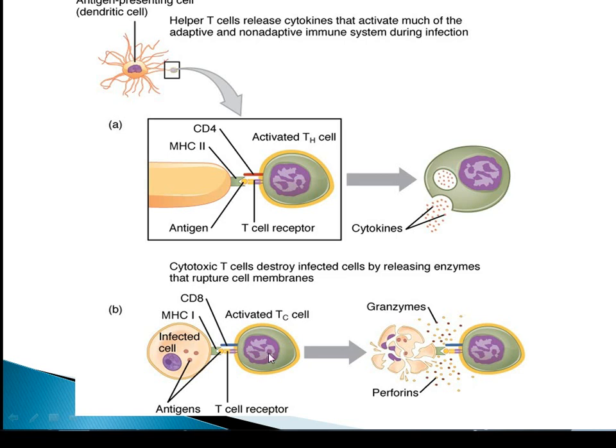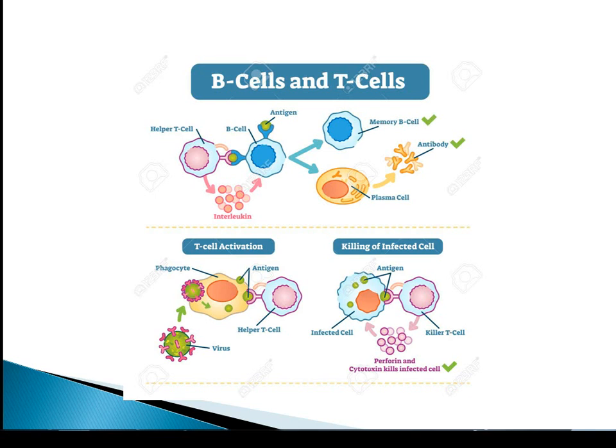So after it becomes activated, it produces perforins and granzymes. Perforins form perforations on the infected cell, and granzymes enter the cell and destroy its interior content. About the B lymphocytes, they develop and become immunocompetent in the bone marrow.